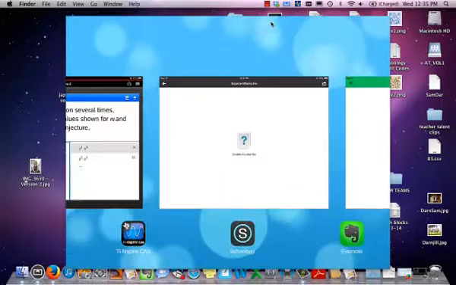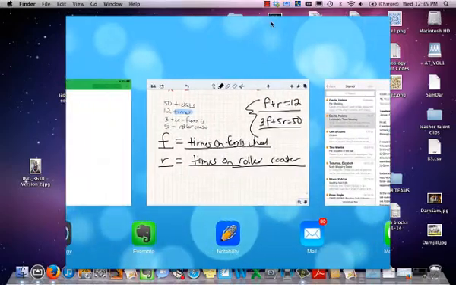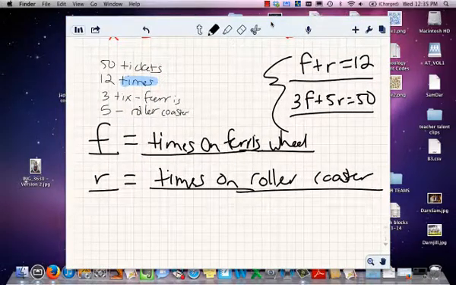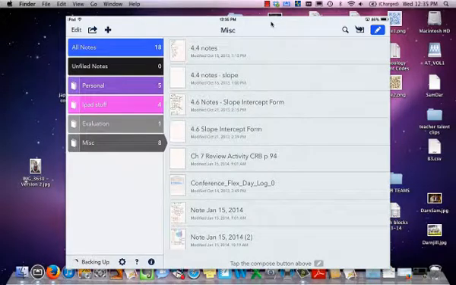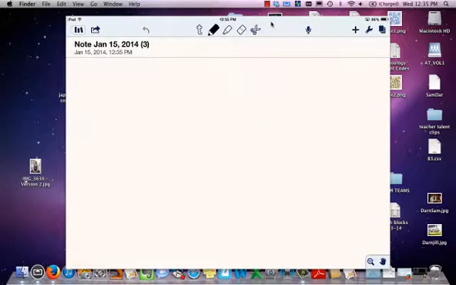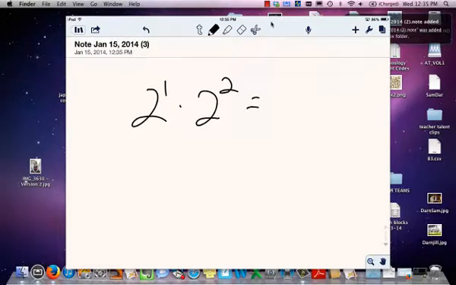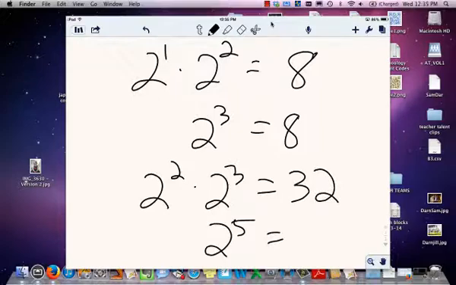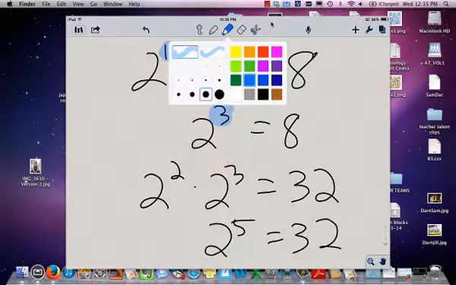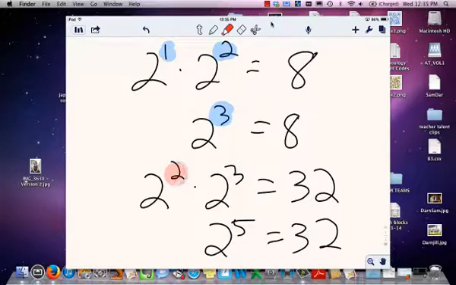Let me just switch to Notability so you can see what I'm talking about. I'm going to write a quick note. Okay, what I mean here is when I did this problem, that was 8. Well, I also know that 2 to the 3rd power equals 8. When I did 2 squared times 2 to the 3rd, the calculator told me that was 32. Well, I also know 2 to the 5th is 32. So hopefully I run some tests and I see 1 plus 2 is 3. I see that 2 plus 3 is 5.